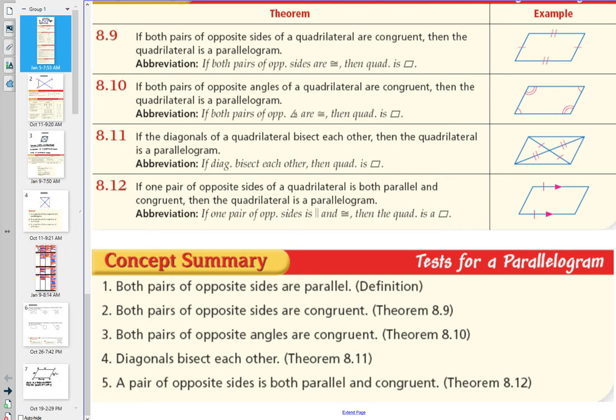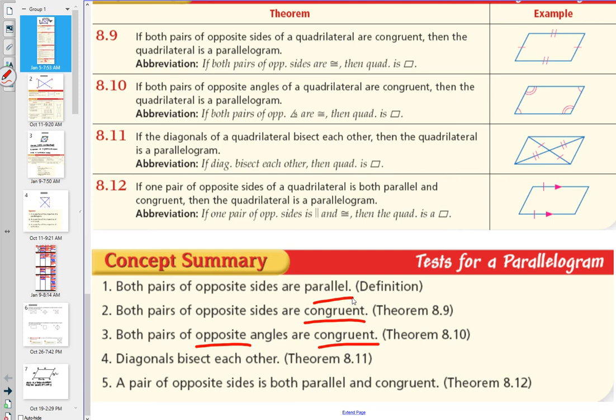One of the most obvious ones being not only are both pairs of opposite sides parallel, both pairs of opposite sides are also congruent, yeah. So both pairs of opposite sides are parallel. Both pairs of opposite sides are congruent. Then we learned some stuff about the angles. Opposite angles are congruent.